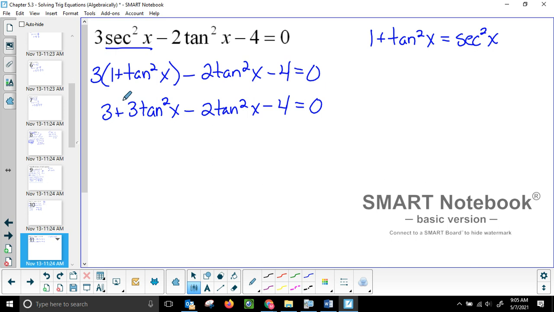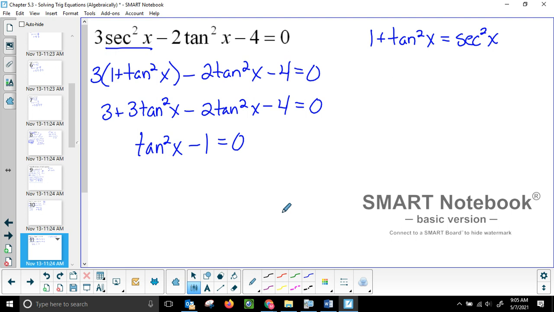All right, so now I have like terms. I have this 3 and this negative 4, and I have this 3 tan squared x minus 2 tan squared x. I like to think of these as tangible things as to not confuse myself. If you think of tan squared x's as apples, if I have 3 apples and I take 2 apples away, how many apples do I have? Right? So this just becomes 1 tan squared x. And then, of course, 3 minus 4 is negative 1.